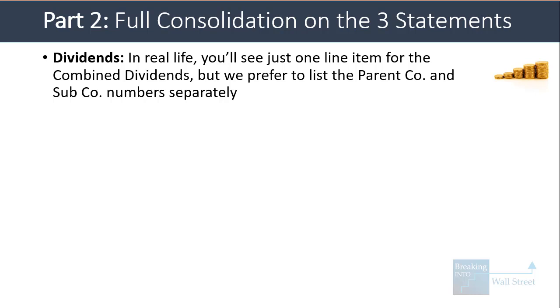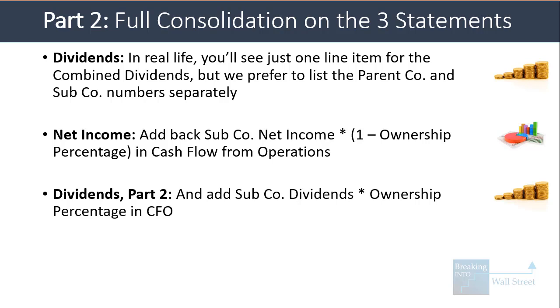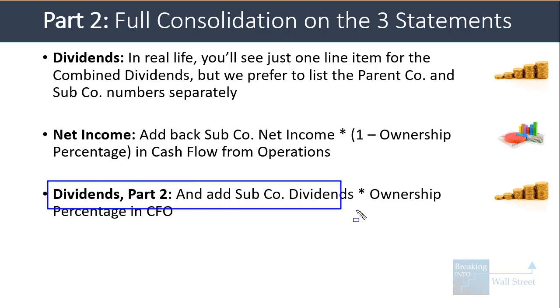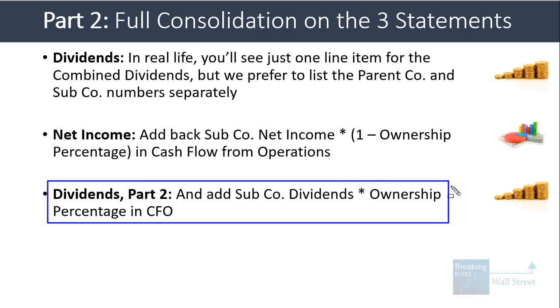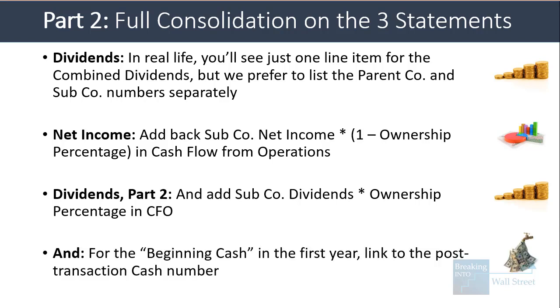Normally with the dividends, when you combine them in real life, there will just be one single line item for parent co plus subco, but we prefer to list them separately. We'll have to adjust for net income and add it back in cash flow from operations. And then we'll also have to include subco's dividends times the ownership percentage in cash flow from operations, because if parent co owns 70% of subco, it's not correct to subtract 100% of subco's dividends. We should really only get a net impact from that 30% of the dividends, the 30% that does not go to us. The 70% that Subco issues, though, does go to us. We actually want to add this back here. And then for the beginning cash, we also have to be careful to link to the post-transaction cash number.